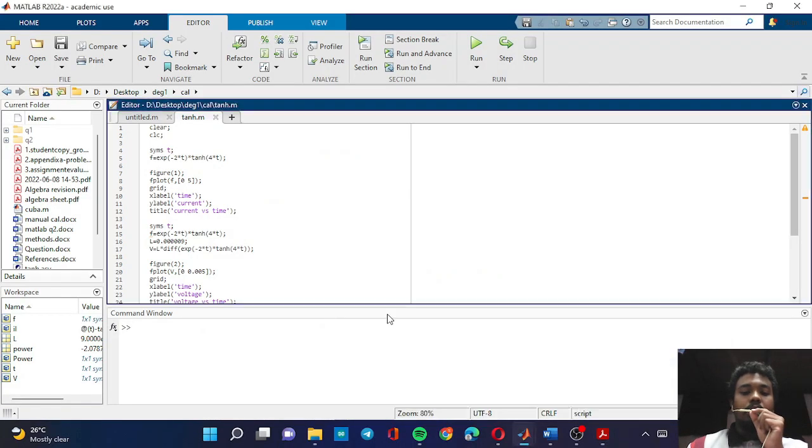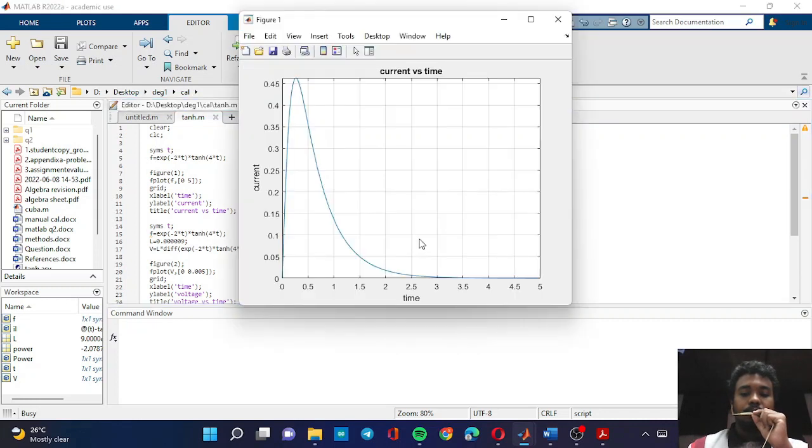I have already done the coding. I use syms t and the equation of current I already defined. The step is to define a variable t, and then I use fplot from 0 until 5 to plot current versus time, with the title current versus time. When I press run, it will show a graph of the current versus time. So this is the graph. You can see at time 5 the current at maximum is 0.45.